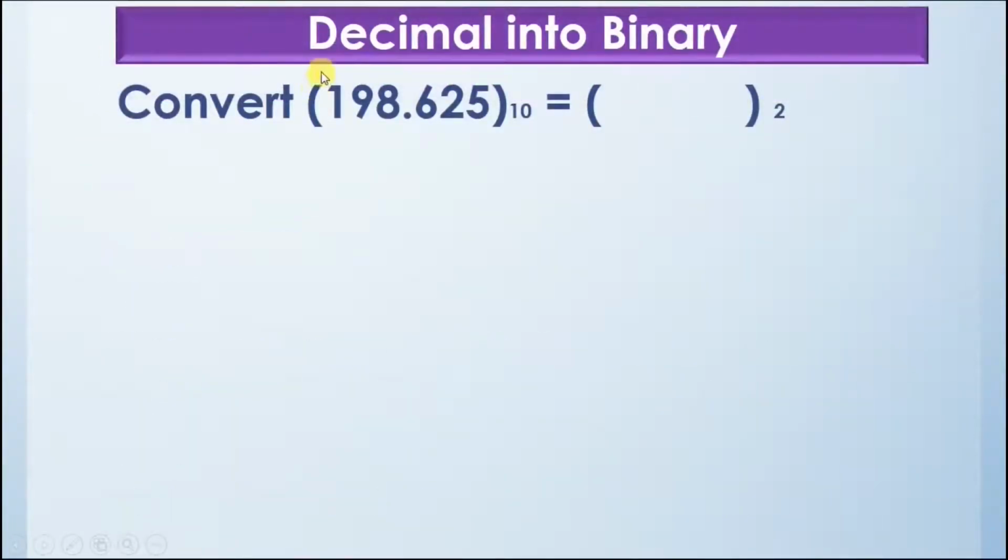So in this example, we are given the number 198.625 in decimal and we have to convert it into binary. Remember, when we were converting decimal into binary, we did the whole number separately and the floating point number separately. So in this example, we will see that if we are given a number that has a whole part as well as a fractional part, then how will we solve it?